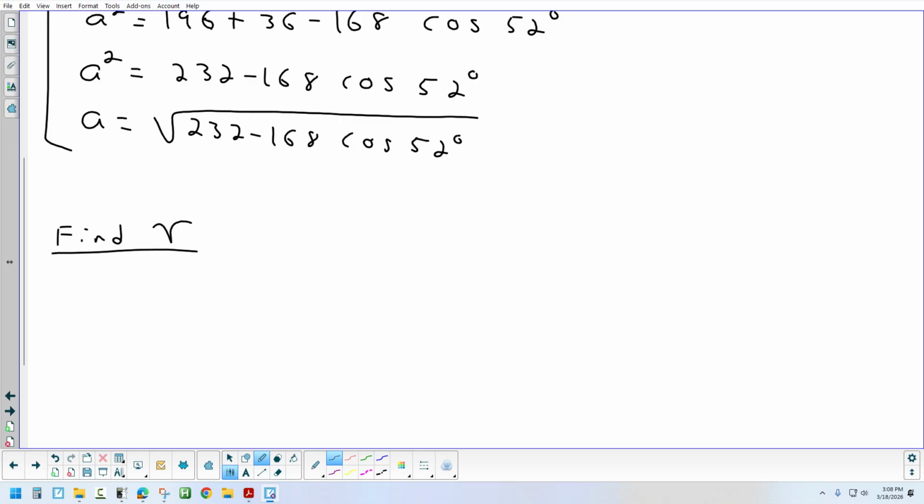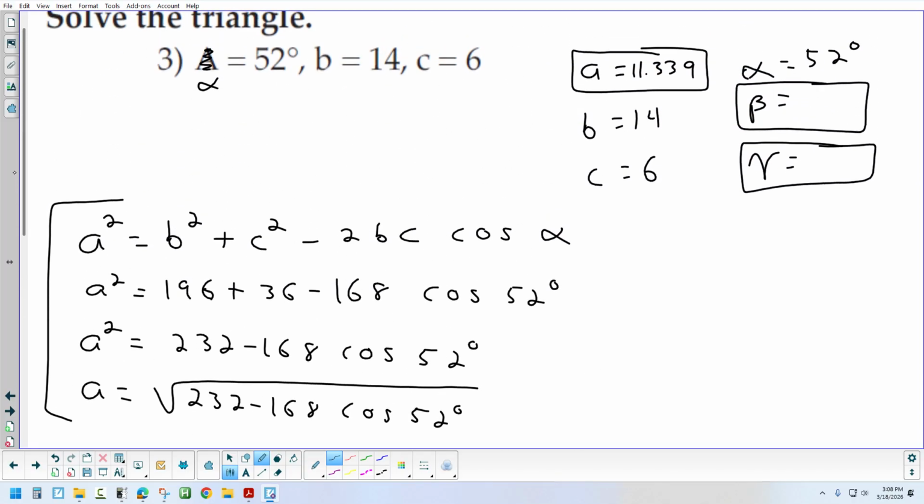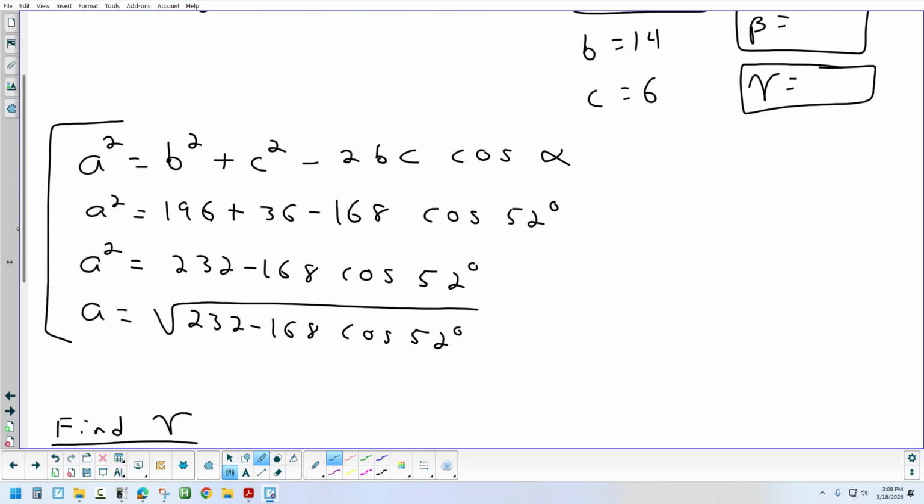And what does the law of cosines look like that has gamma? What letter does it start with? C squared. C squared equals A squared plus B squared minus 2AB cosine gamma. Yep. And we'll fill in everything that we can. All right, so C squared we can do, 36.